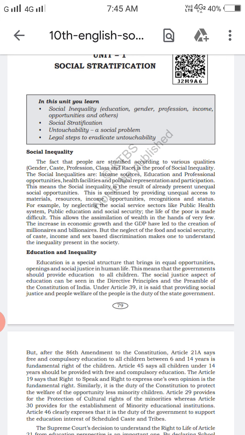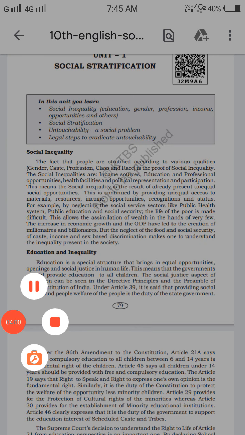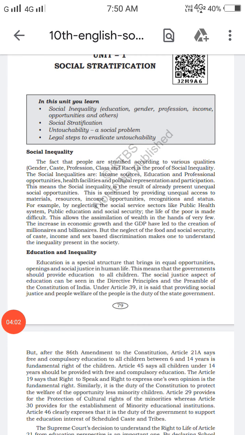This continues by providing unequal access. So that is called the process of social stratification. Here are some examples: by neglecting the social service sectors like the public health system, public education, and social security, the life of the poor is made difficult.